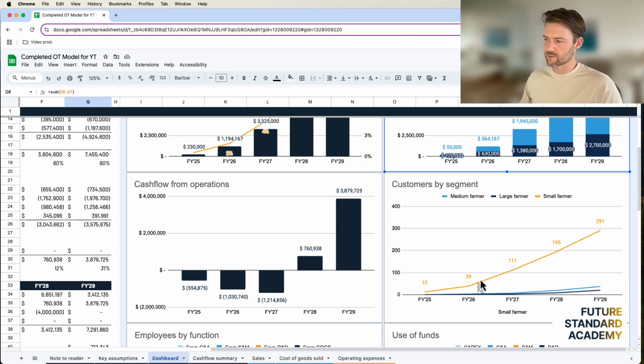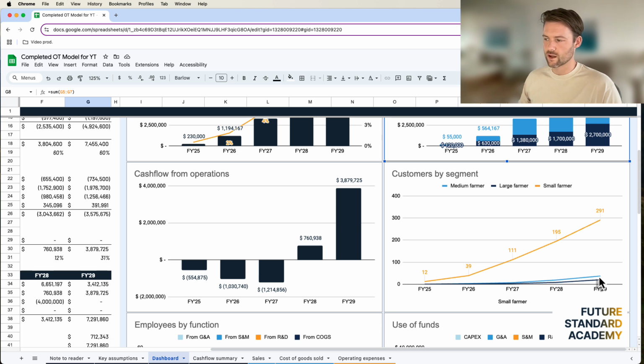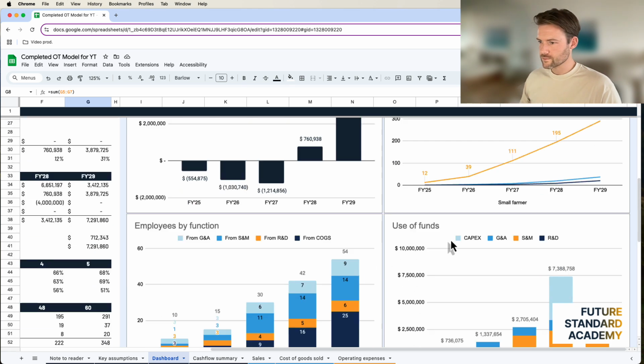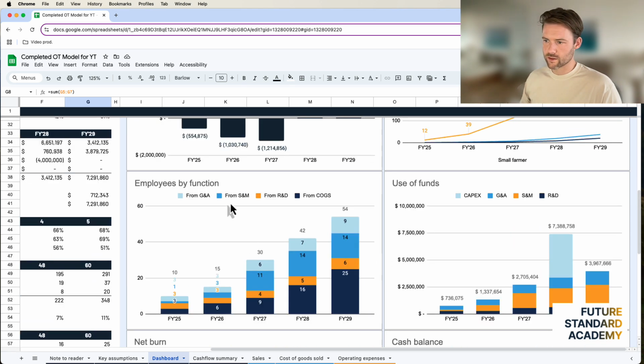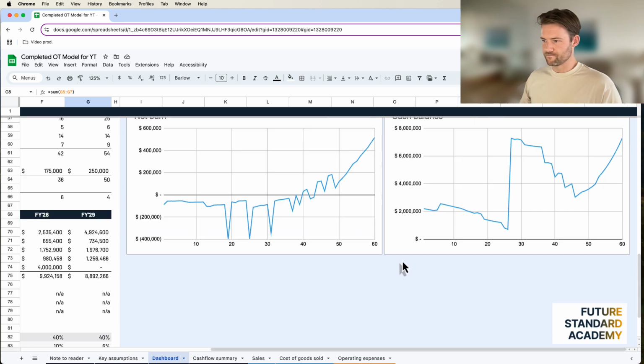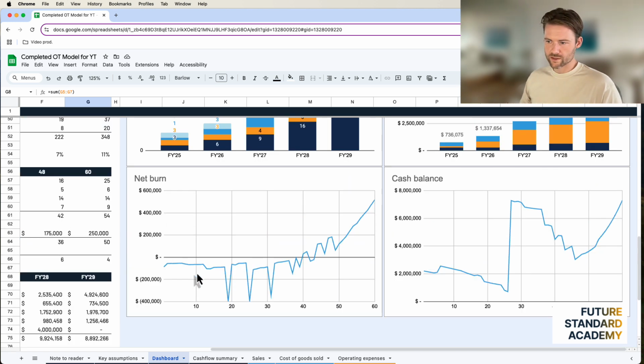I've visualized the customer count over time. Small farmers, there's way more, but ultimately the large and medium are actually driving sales a lot more, just because they're a lot larger. Employees by function, different cost categories, use of funds, different cost categories. You can see CapEx was big here, about 4 million for that new facility. Net burn rates, considerable here when they're making bigger sales. The cash balance here, you can see how it just kind of dwindles over time.